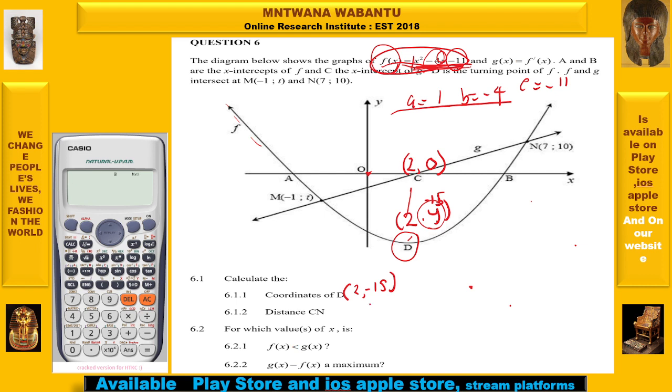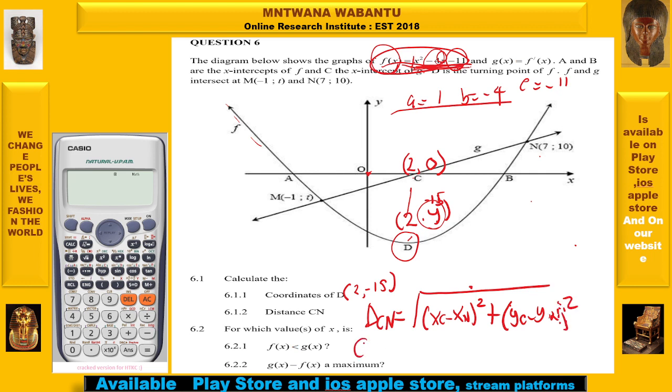So now we're going to say distance of CN equals, using the distance formula, x2 minus x1. But for now, we don't have x2, x1. We have C and N. So I'm going to say x at C minus x at N, and then we square, plus, now we do the same thing for y: y at C minus y at N, bracket, square.